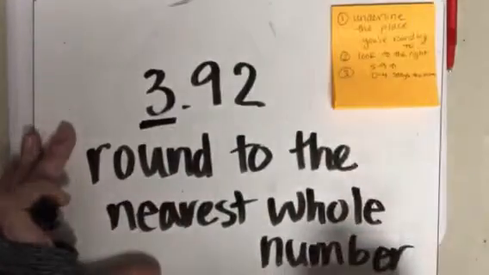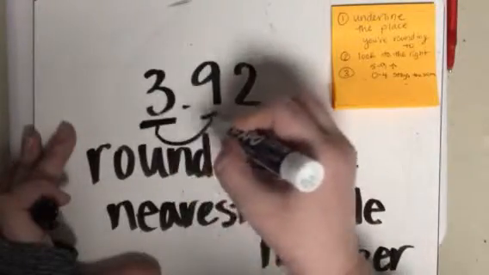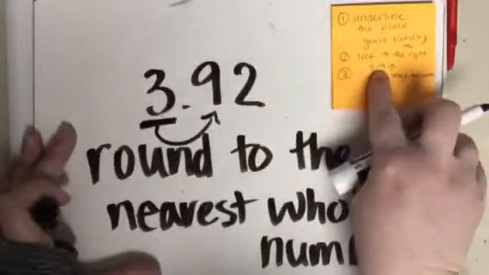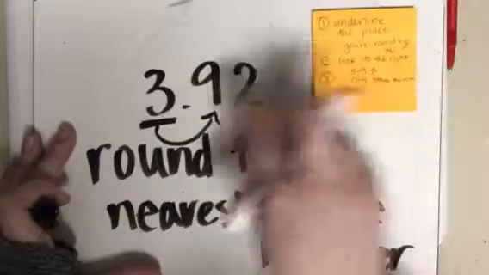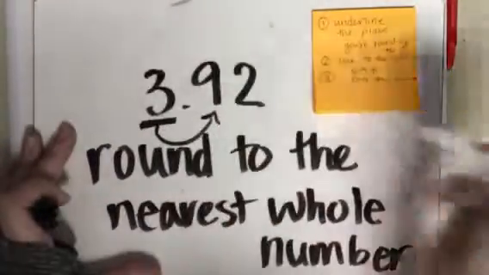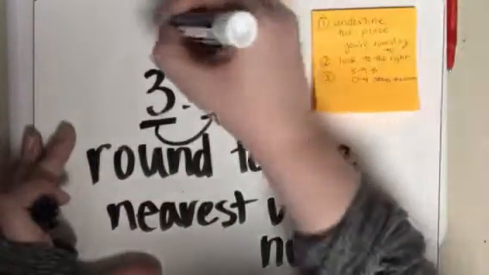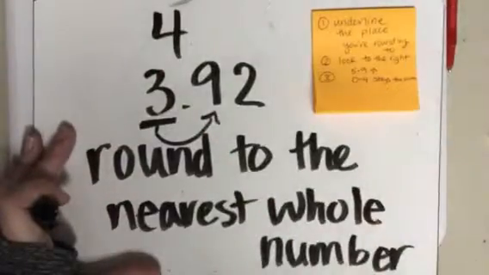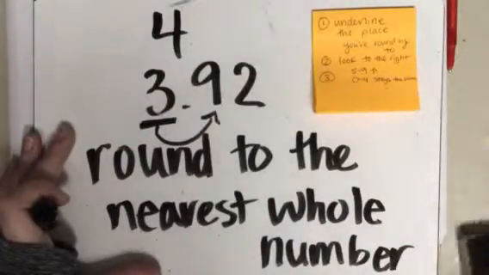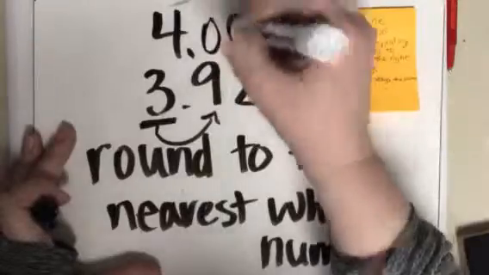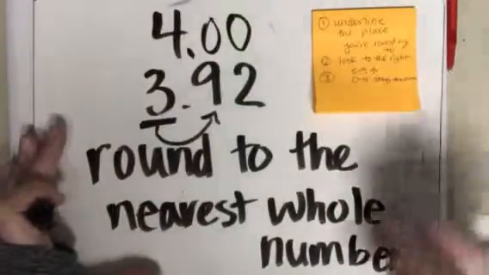So underline the place you're rounding to, look to the right. My 9 is between 5 through 9, so it makes the 3 go up. So rounding 3.92 to the nearest whole number would be rounding it to 4. Again, if you had 4.00, that would also be acceptable.